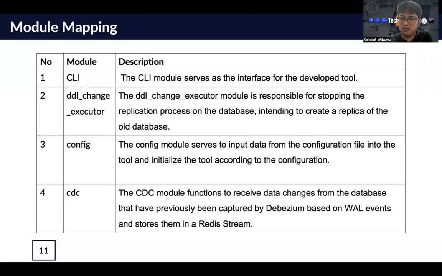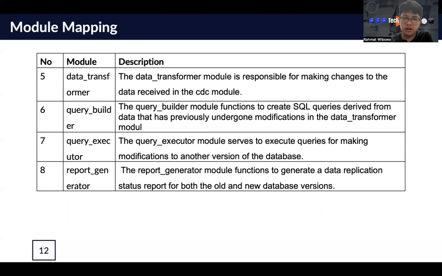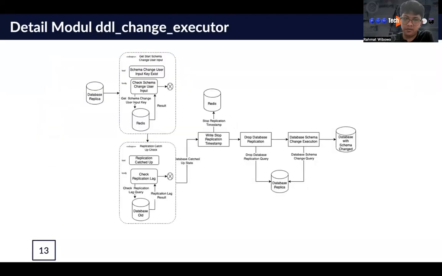CDC is a module that functions to receive data changes from the database. Then the data transformer transforms the data changes from the CDC, and the query builder changes the transformed data record into a database query so that it can be executed in the database using the query executor. There is also a report generator to generate the data replication status.